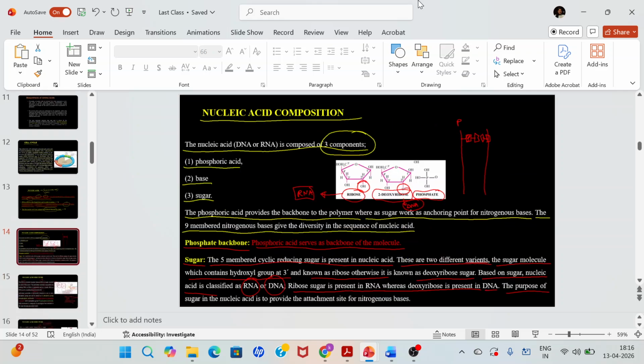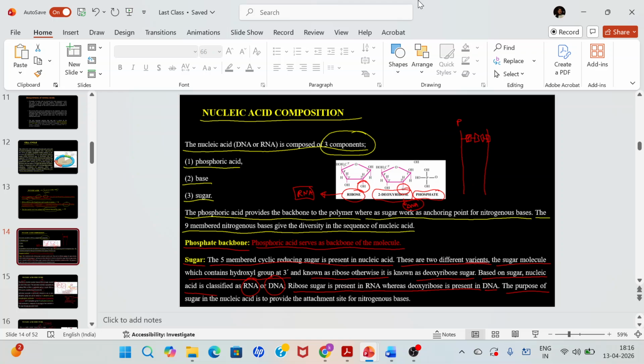Now, what is the composition of nucleic acids? All of the nucleic acids are formed by a similar monomer, which is formed of a phosphoric acid, a nitrogenous base, and a sugar molecule. So this is the monomer of all of the nucleic acids, and that then polymerizes to form the whole of the nucleic acid.